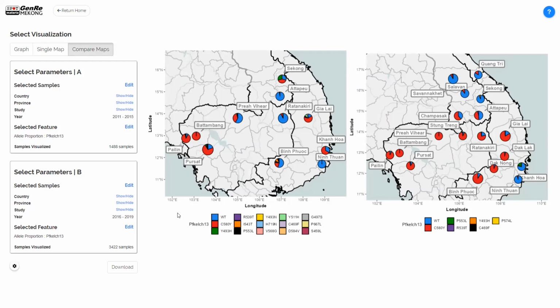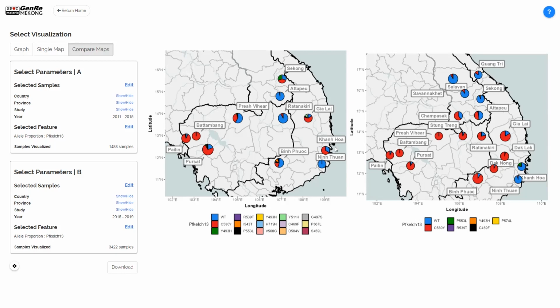And here we can note a couple of things. We can see that in the earlier period, there's a much higher number of different Kelch alleles than the later period, and this reflects a higher diversity of Kelch alleles in the earlier period. And we can note the concentration of C580Y Kelch allele in Western Cambodia and in Vietnam.